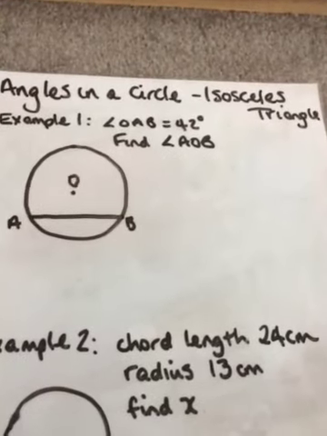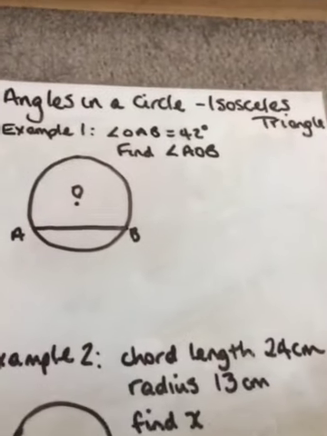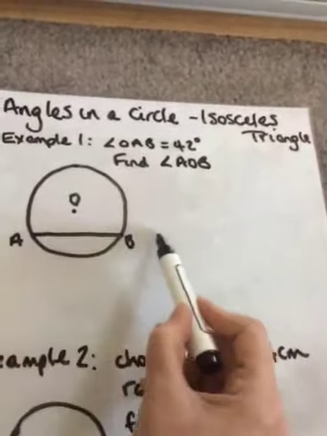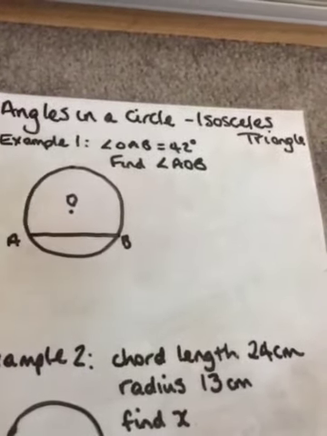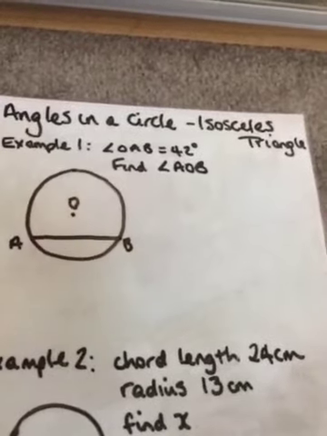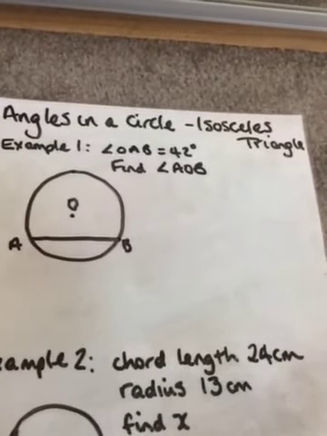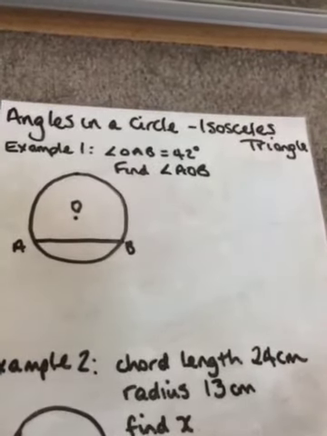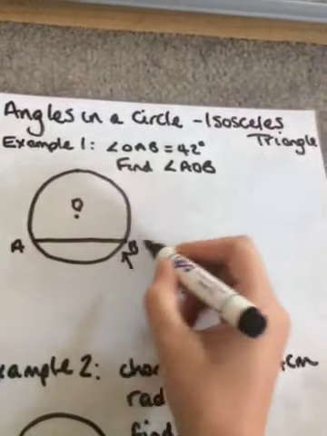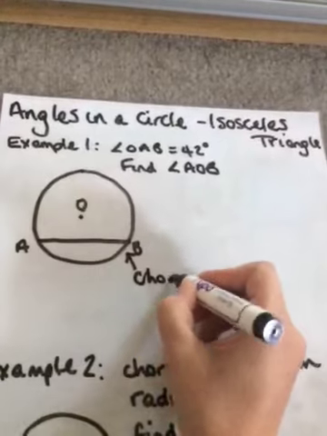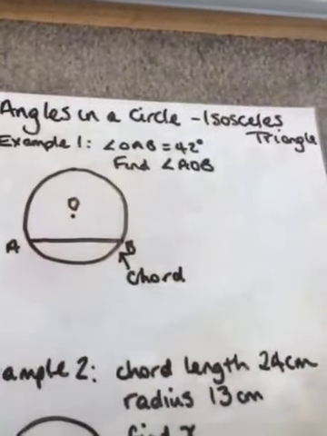Now you can see we've got a circle here and we've got a chord marked on, so that's this line AB. A chord is any line that goes from one side of the circumference to the other. A diameter is a special type of chord because it's the longest chord and it goes straight through the centre. So as I say, AB is what's known as a chord.